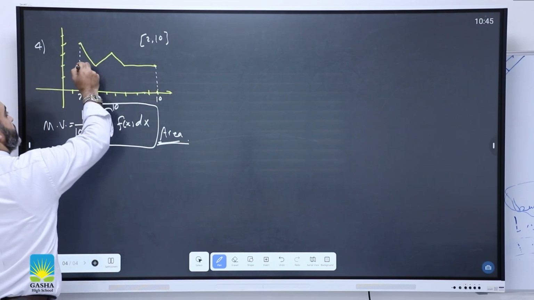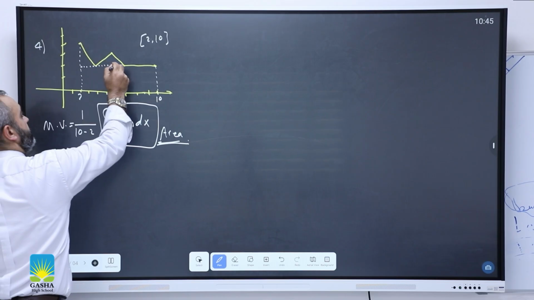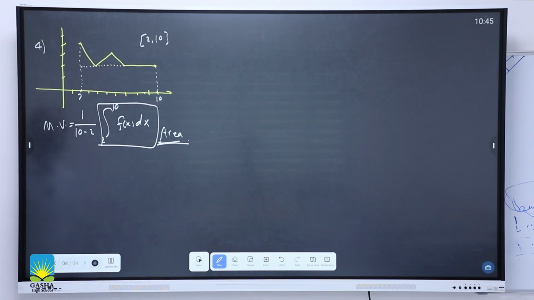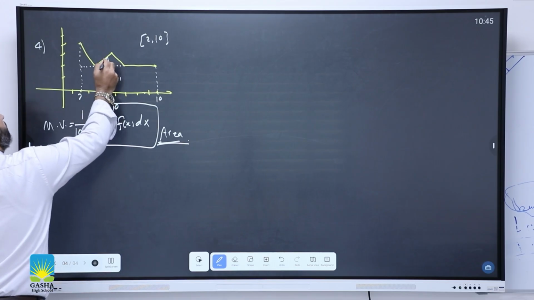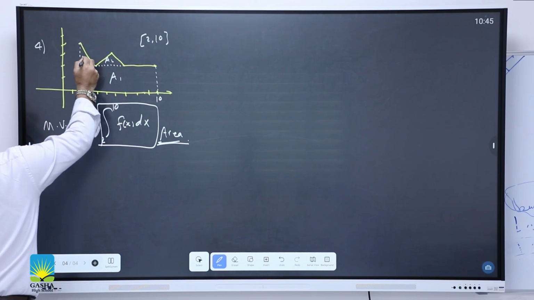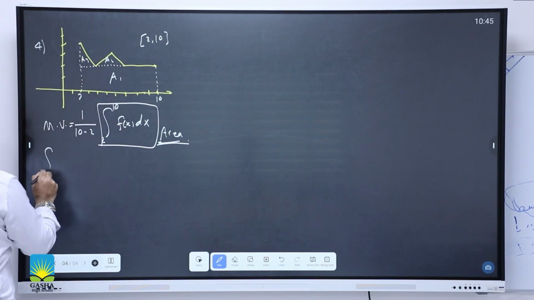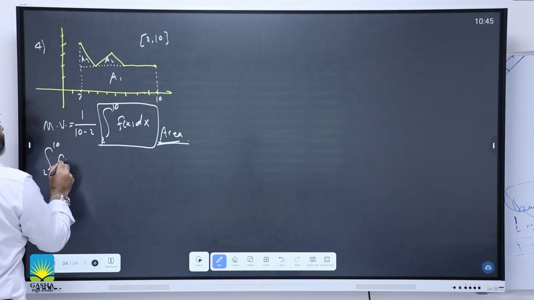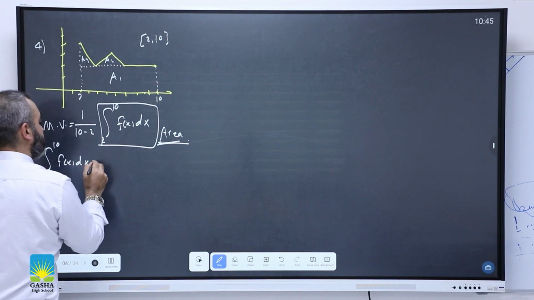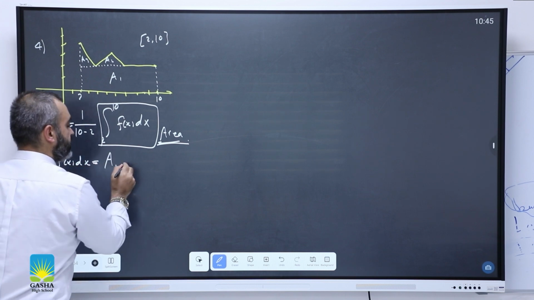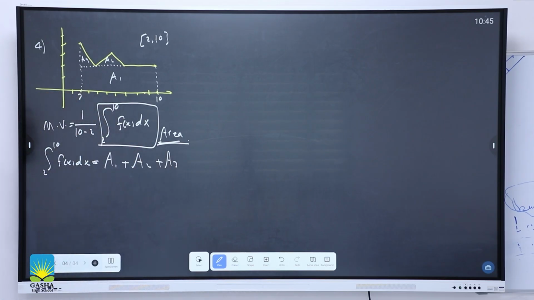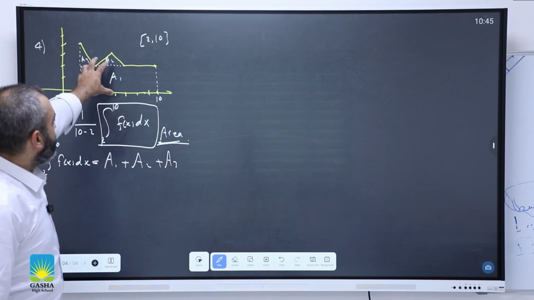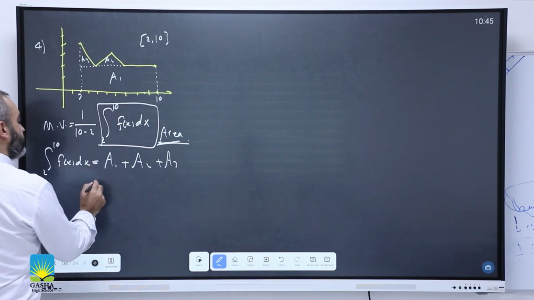So the area, we divide into the other parts of this graph. So we have the area of 1 and 2 and also 3, right? So the integral from 2 to 10 of f of x dx equals area 1 plus A2 plus A3, right? We have three areas on this graph.